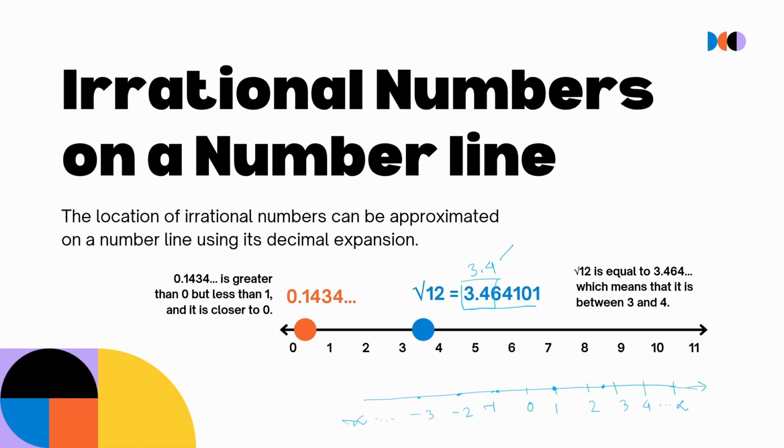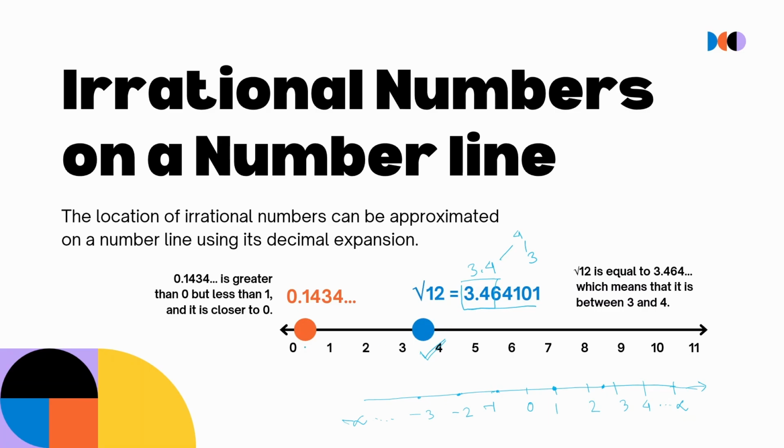3.4 is in between 3 and 4. So that's why it is plotted between 3 and 4, and it is nearer to 3. If you see, it's less than 3.5. 3.5 is the middle of 3 and 4, and it is less than 3.5. So that's why it is a little bit closer to 3.